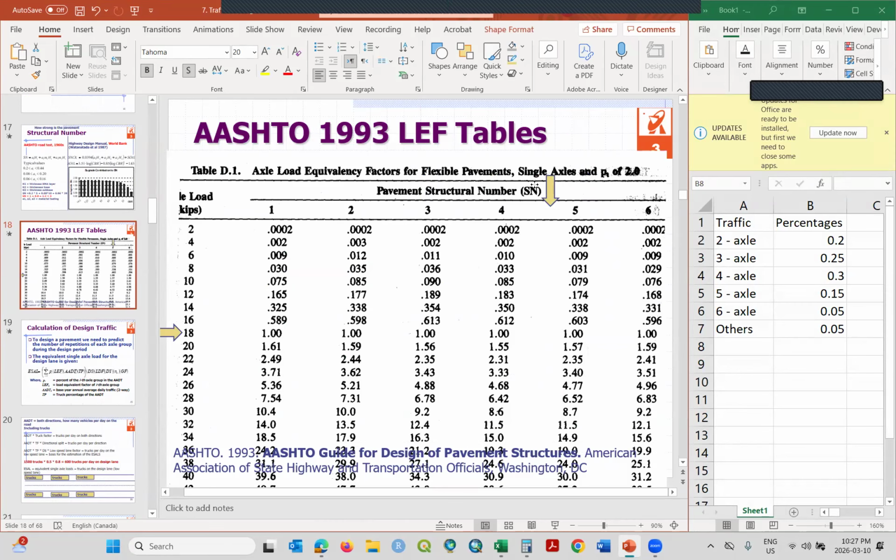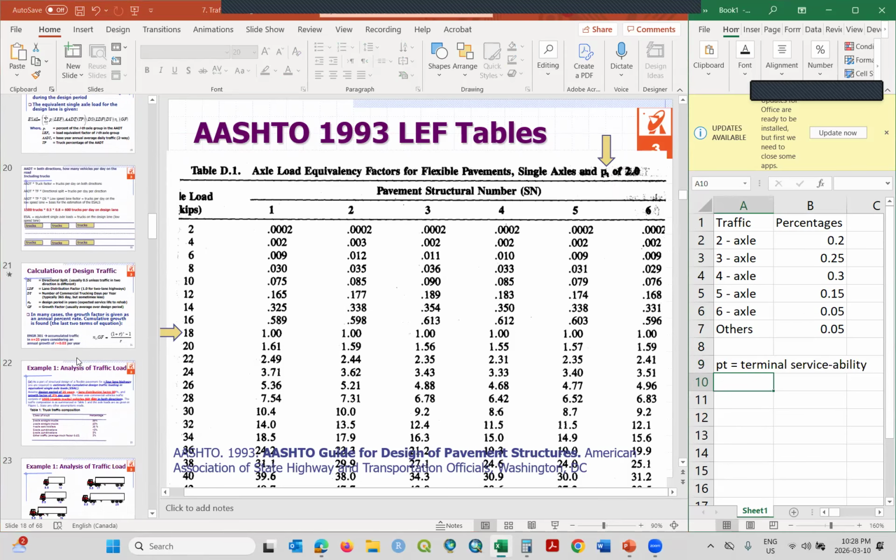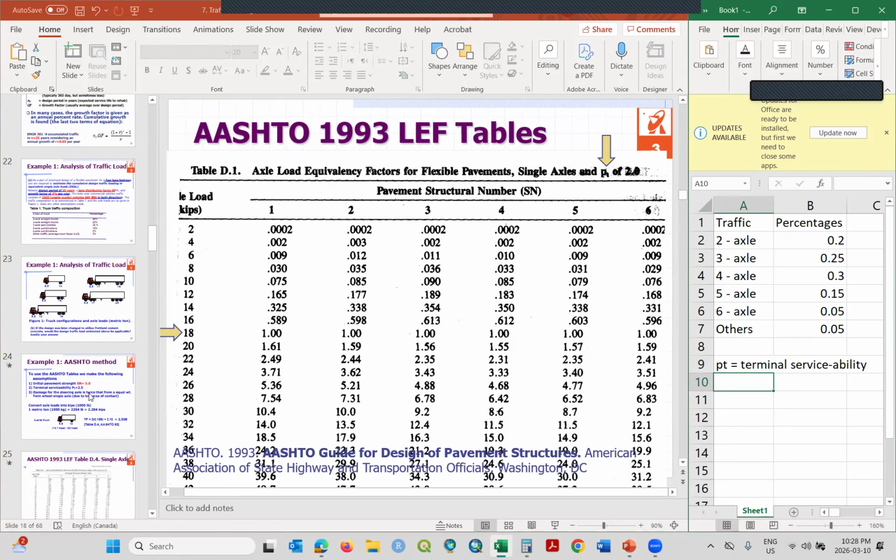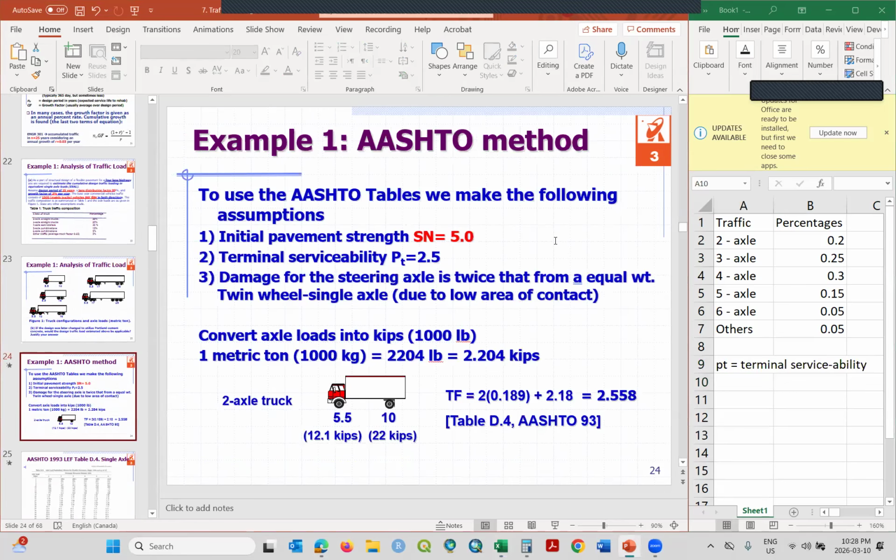Now, something else I didn't mention, but that we will learn later, is called the terminal serviceability. It's called PT. So PT is terminal serviceability. For now, we're going to ignore it and you're just going to accept the value that I'm going to give you. Later, we will come back to this concept and I will explain what it is. So for now, we're just going to use that value.